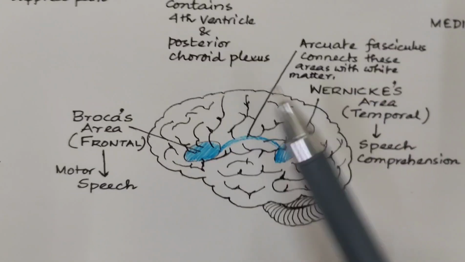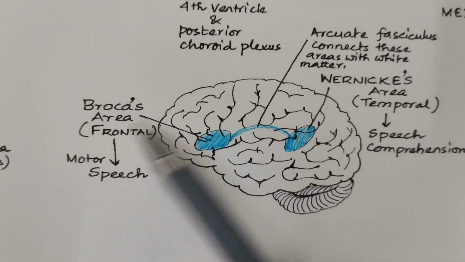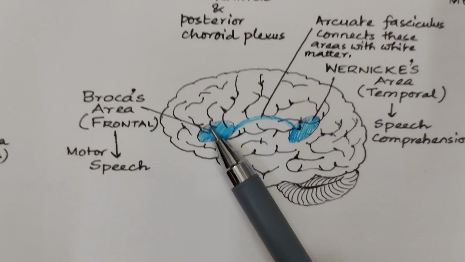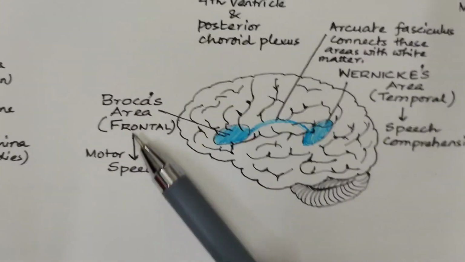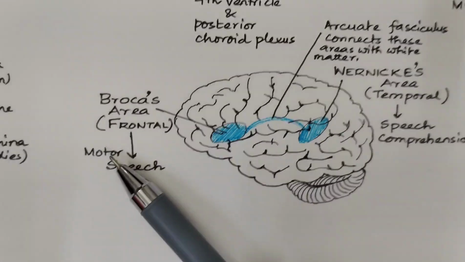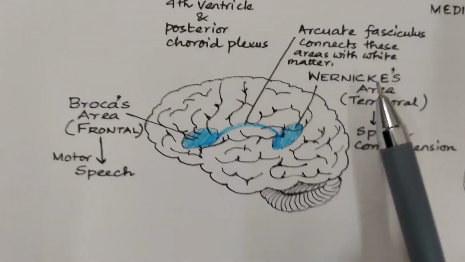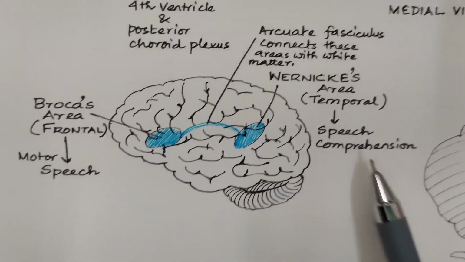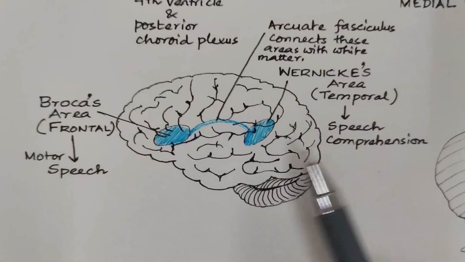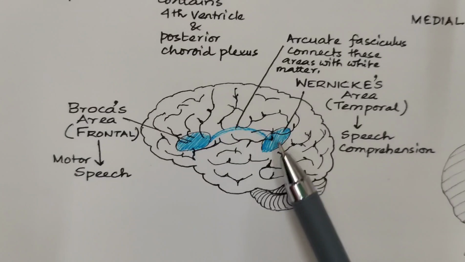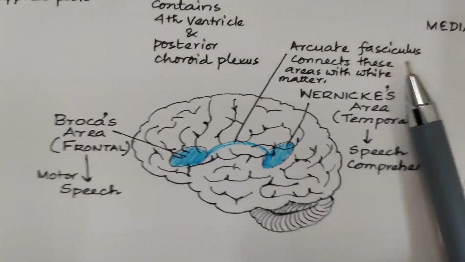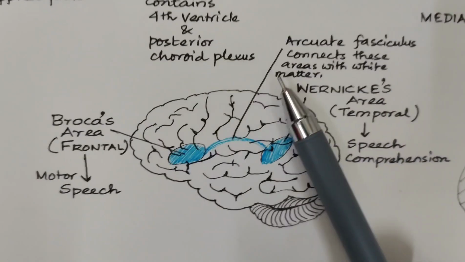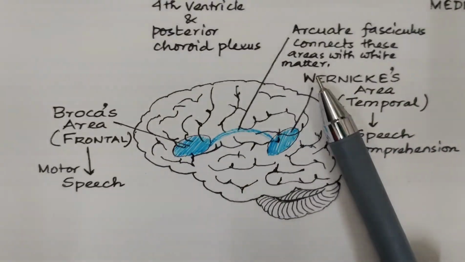Here we find Broca's area and Wernicke's area. Wernicke's area is over here, Broca's area over here in the brain. Broca's area is present in the frontal part. It helps in motor speech. And Wernicke's area is present in the temporal part. It helps in speech comprehension. In between these two, they are connected by arcuate fasciculus, which connects these two parts with white matter.